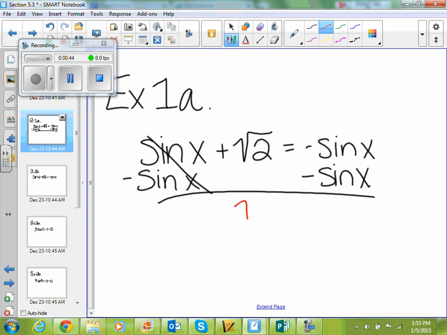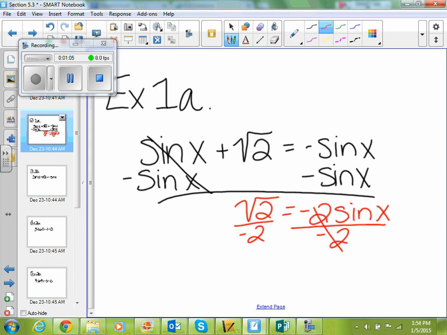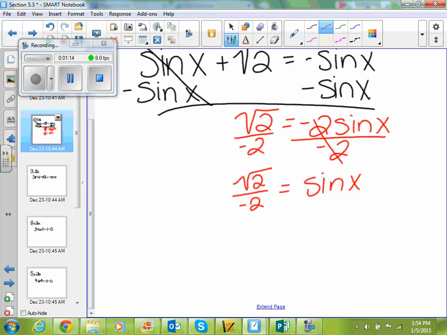If I do that, I'm left with positive square root of 2 equals negative 2 sine of x. I still need to get the sine of x by itself so I can solve for x, so I'm going to divide by negative 2. And I get sine of x equals square root of 2 over negative 2, which is the same thing as negative square root of 2 over 2. It doesn't really matter where you put the negative.